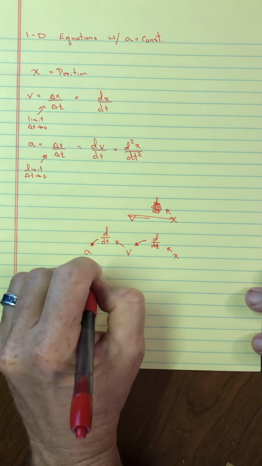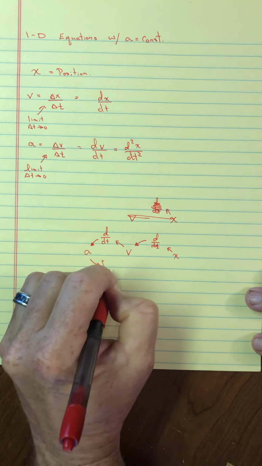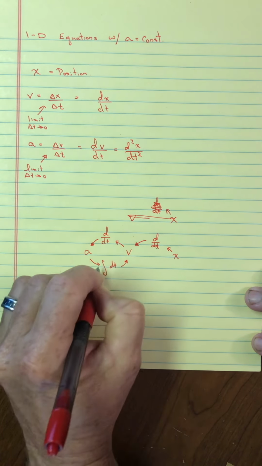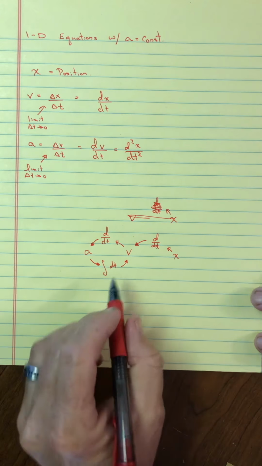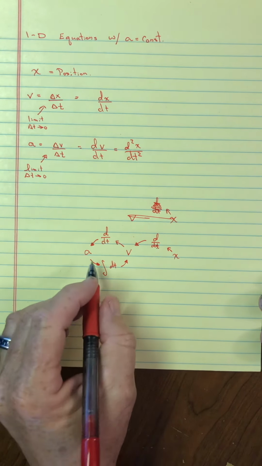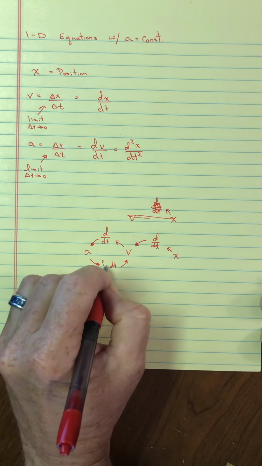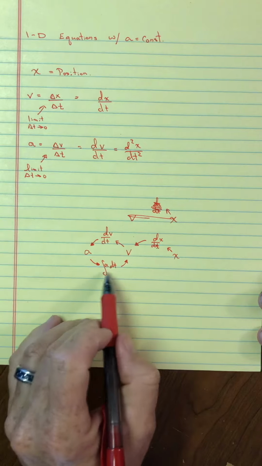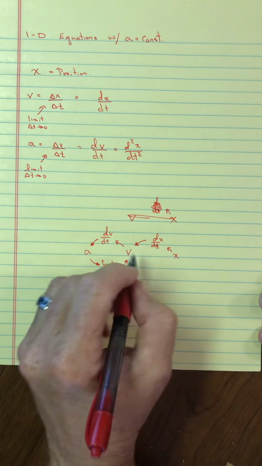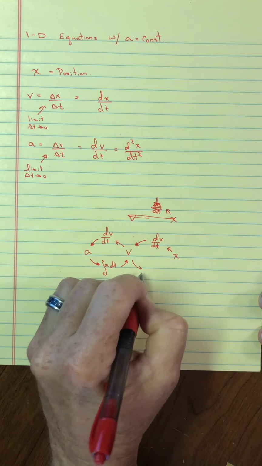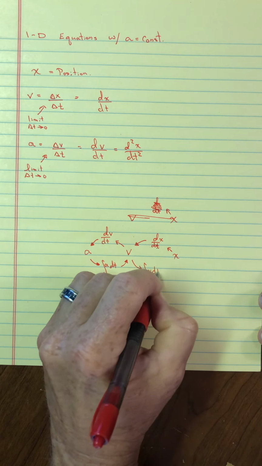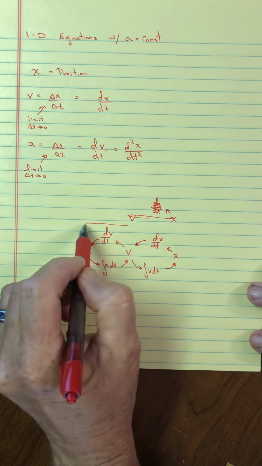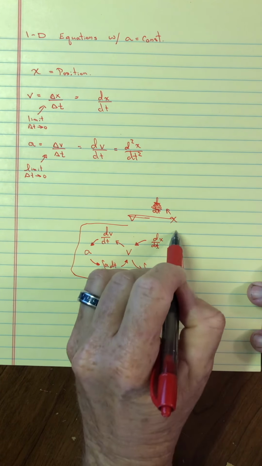Now, hopefully from your calculus, you learned that the inverse operation of a derivative is an integral. So if you integrate then acceleration with respect to time, you would then get the velocity. And if you integrated then the velocity with respect to time, you would then get position. And so this is the mathematical connection.